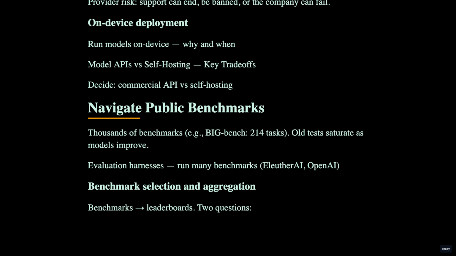When you build a leaderboard, ask two things. 1. Do the benchmark tasks and metrics match your real use case? And 2. How should you combine and weight individual metrics to produce a meaningful rank?